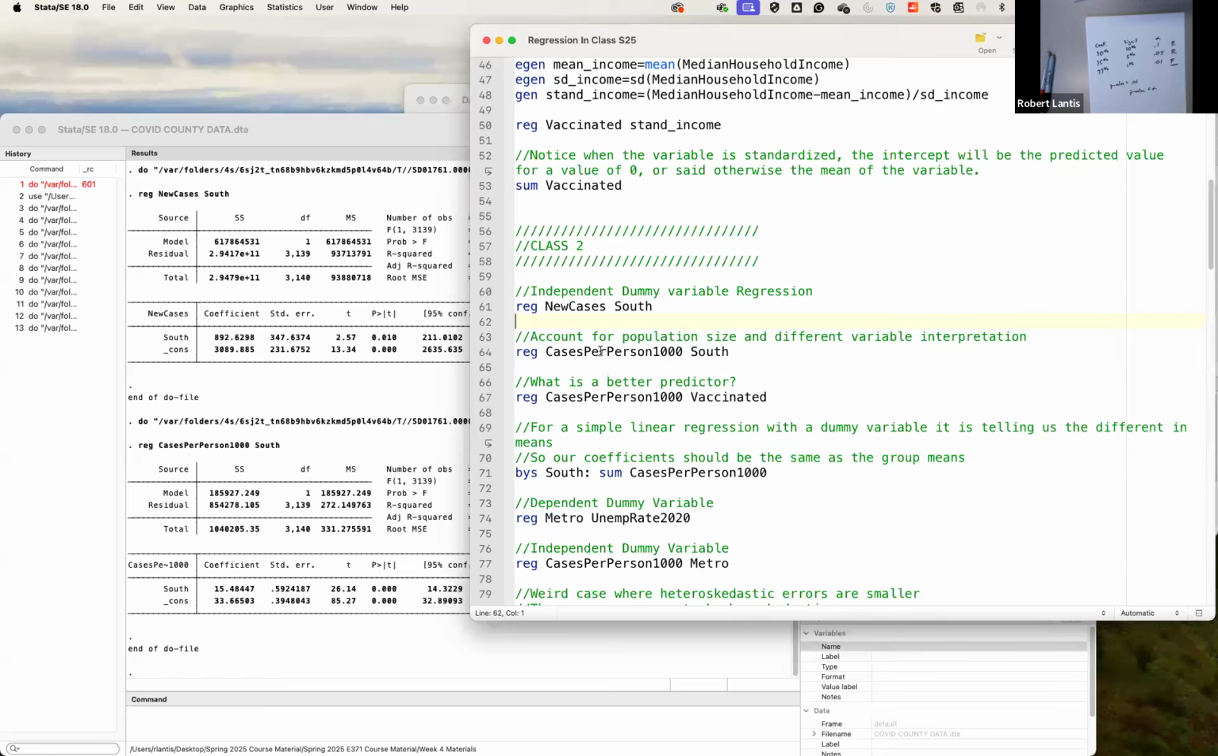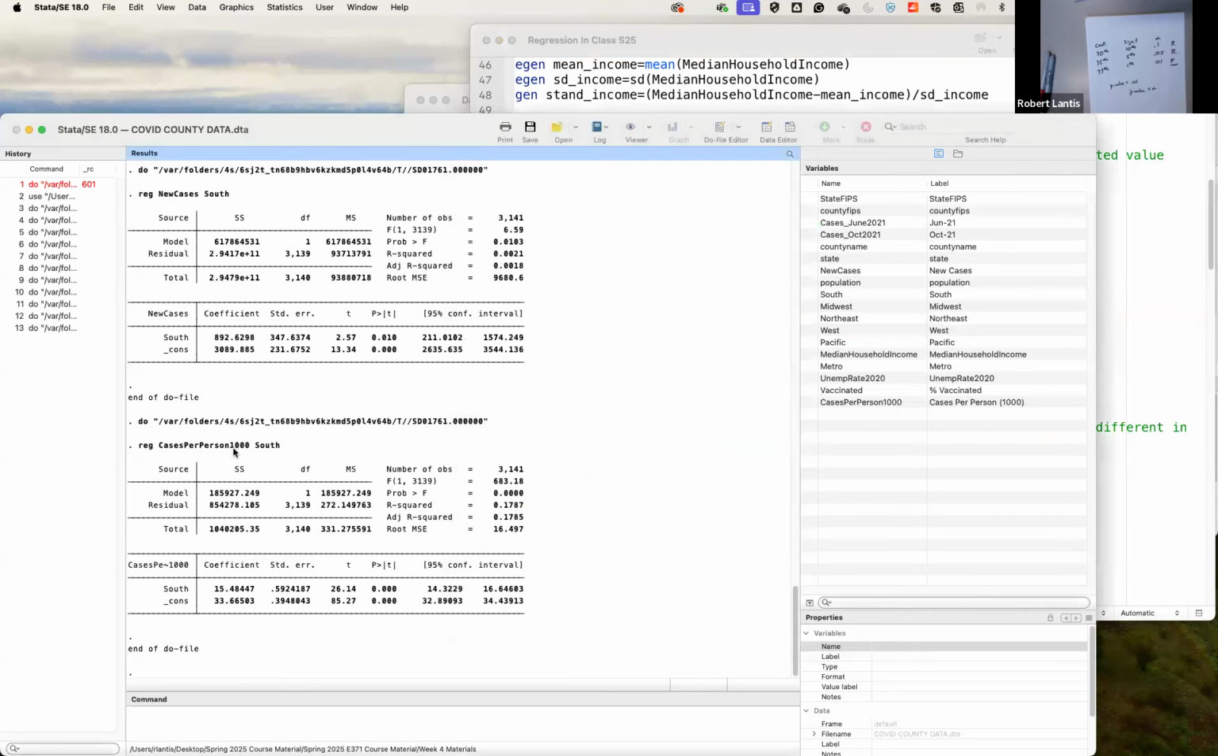Now, what's a better predictor of the number of cases per 1,000 people? Well, if I look at how much of the variation in my y variable was explained by just whether the county was in the south, I have to look at my r squared. So my r squared is in proportion form. So 0.178 would be 17.8%. With just whether or not the county was identified as being in the south, I'm explaining 17.8% of the variation that exists in the cases per 1,000 people.